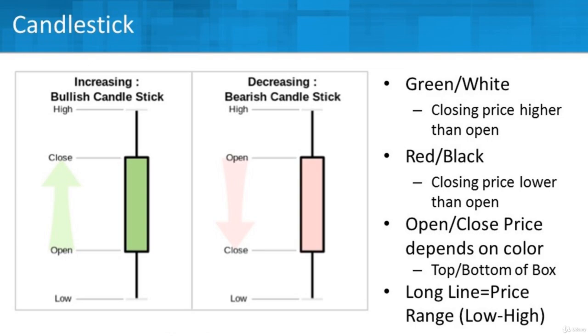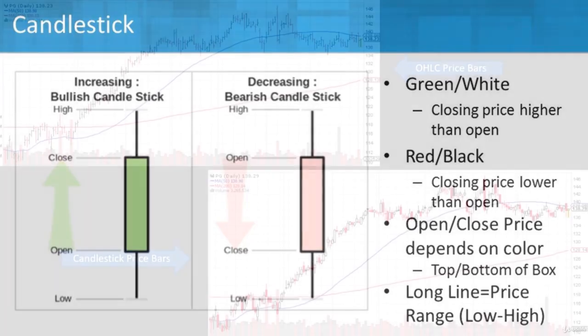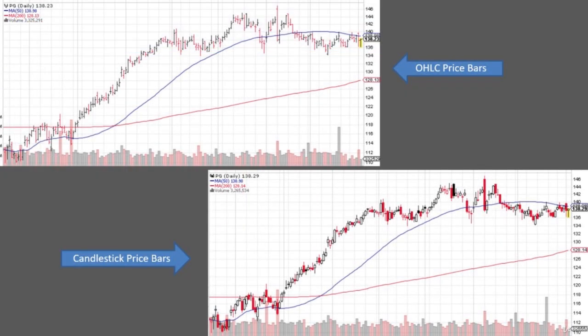The open and the close depend on the color. They'll be at the top and the bottom of the box, and that indicates the color depending on what happens. But your lows and your highs will always stay the same. Your high will always be the top wick, and your low will always be the bottom wick as far as the price ranges.